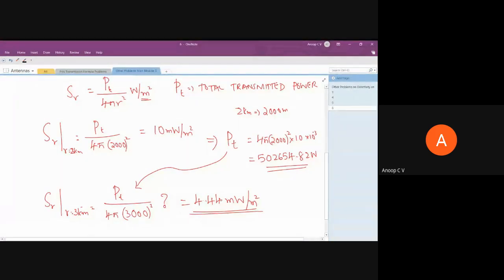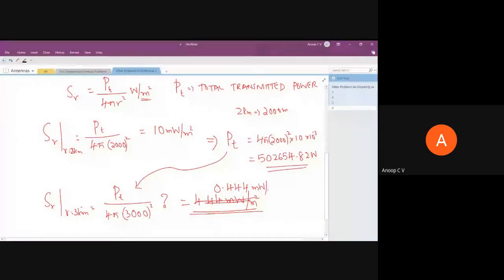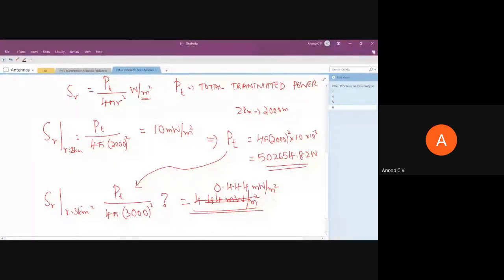So, it's 0.444 milliwatts per meter square. Right? It is 0.444 milliwatts per meter square. Just see, the power density at a distance of 2 kilometers was 10 milliwatts per meter square, but at an additional 1 kilometer the power density dropped to actually what? 0.444.